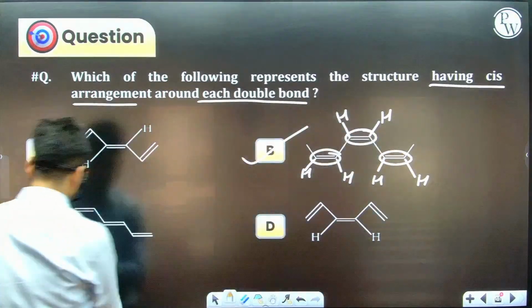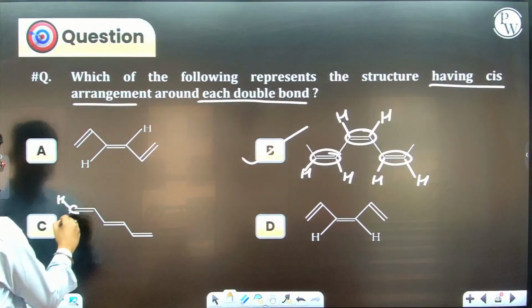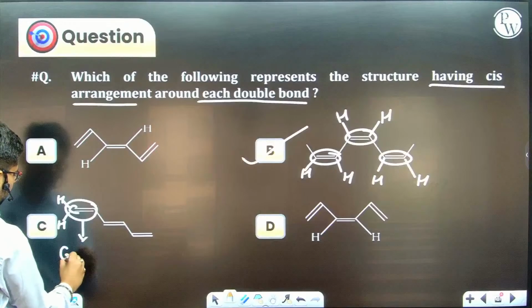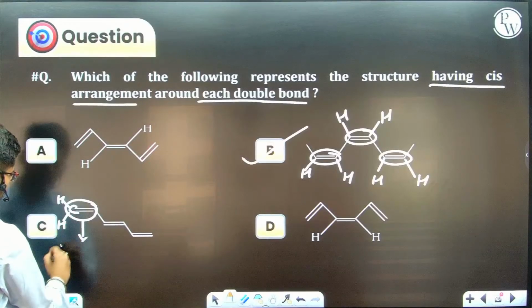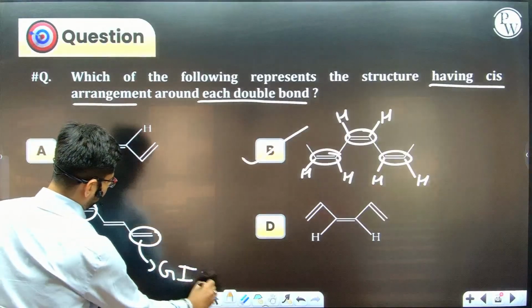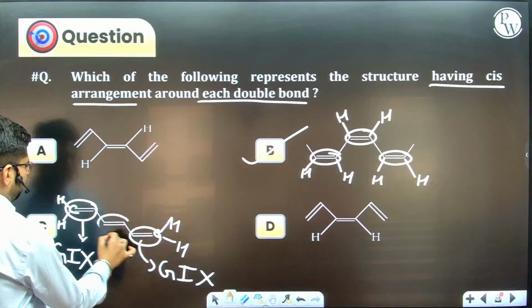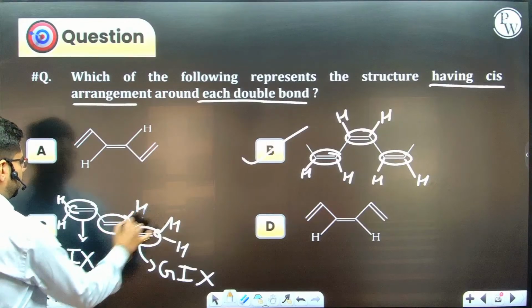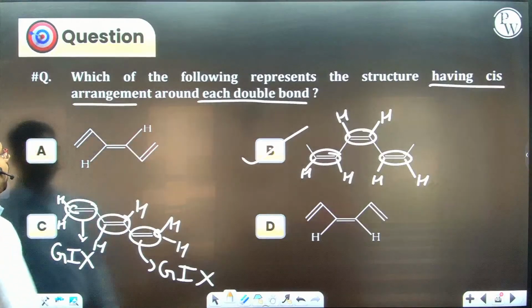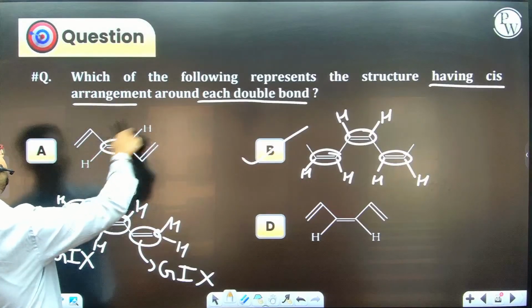What about C? If I look at C, now see, here we have these two hydrogen atoms attached to this carbon, which means geometrical isomerism is not possible here. Around this double bond, there is no GI. Similarly, around this double bond, there is no GI. Why? Because again, you will have the same issue. Only around this double bond, you will have GI, and the configuration is trans, because these two hydrogen atoms are lying opposite to each other. Again, around this double bond, the configuration is trans, because the hydrogen atoms are lying diagonally opposite to each other.